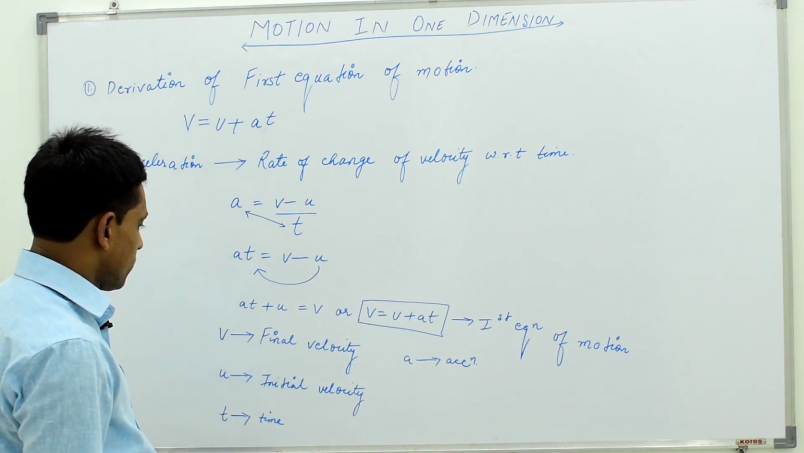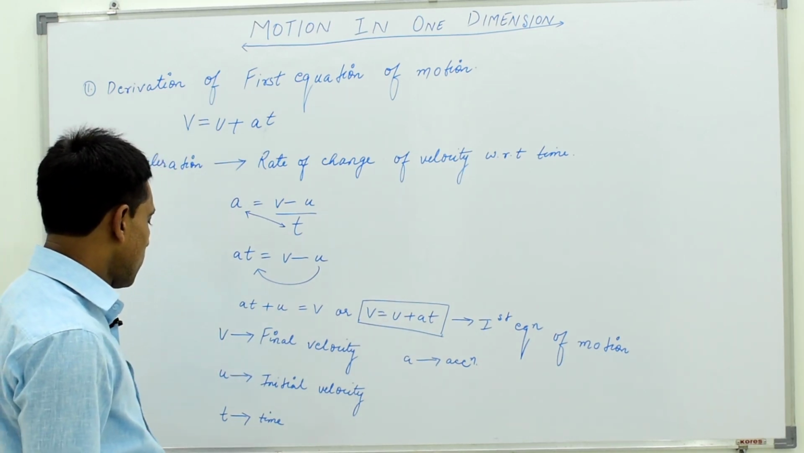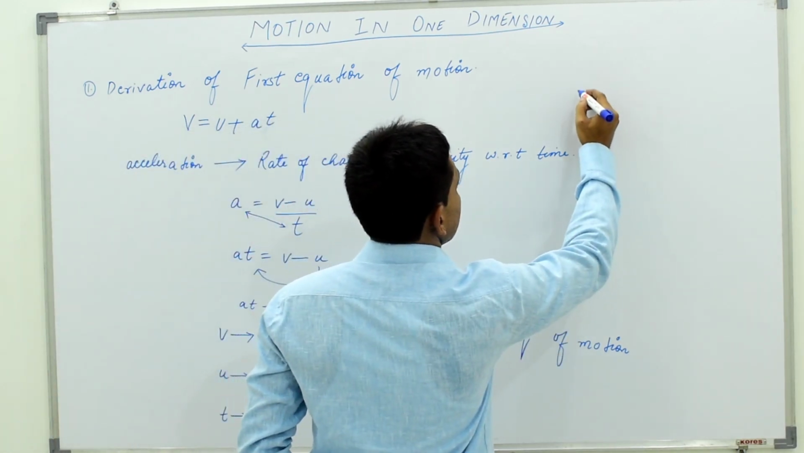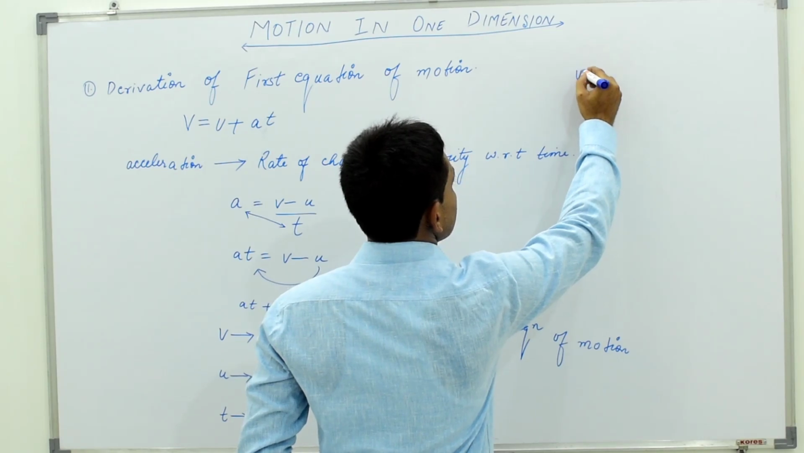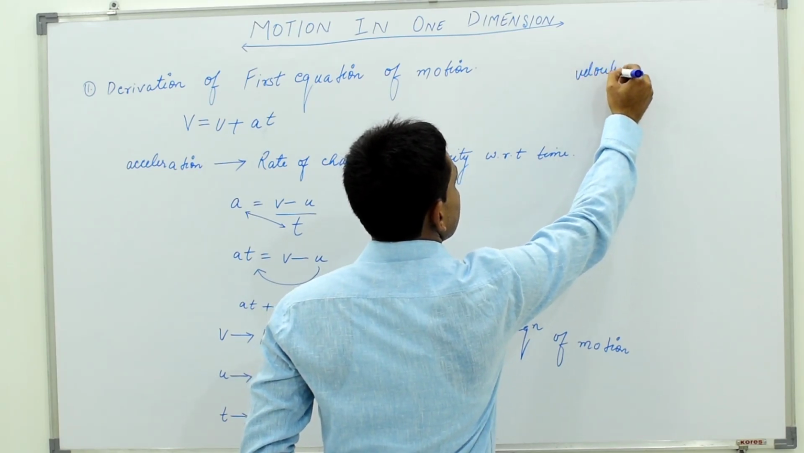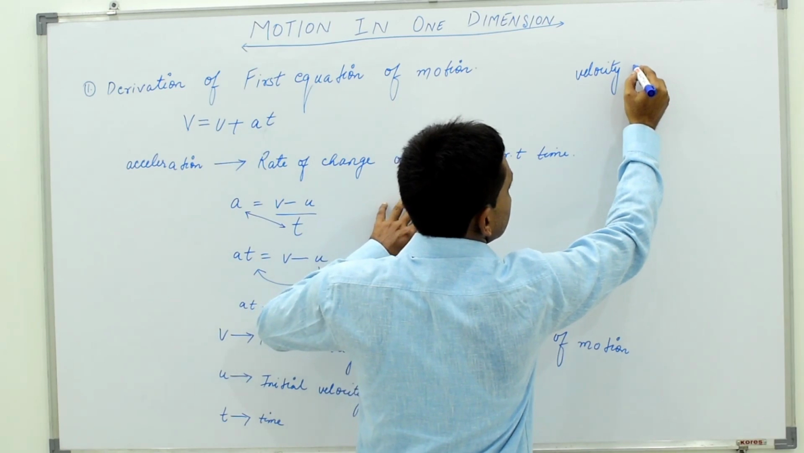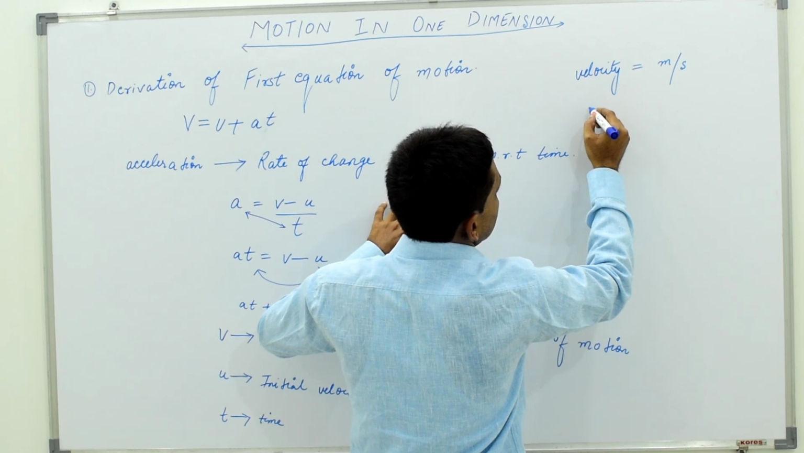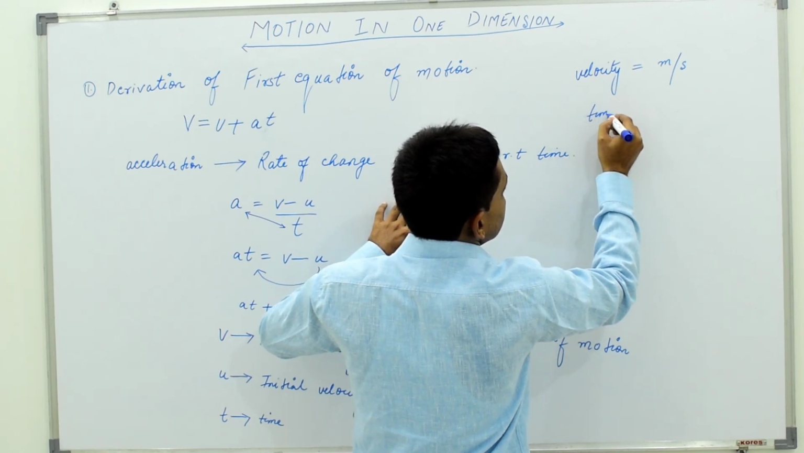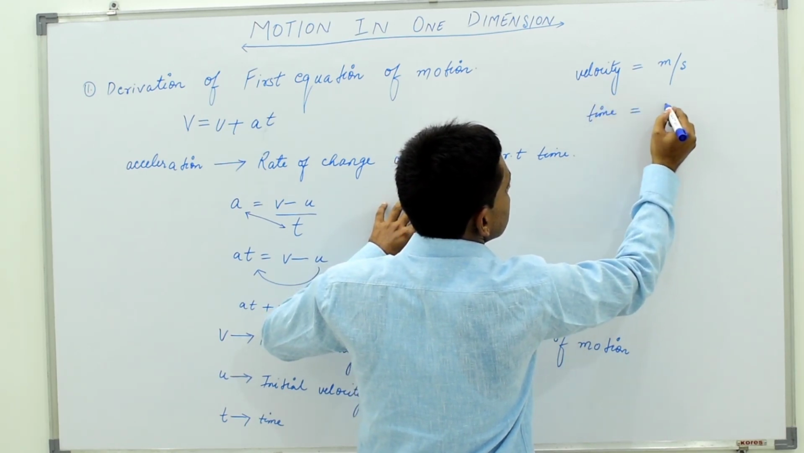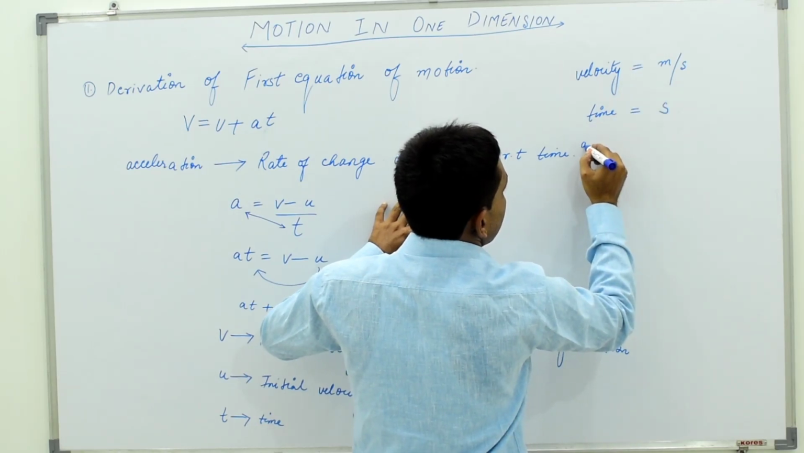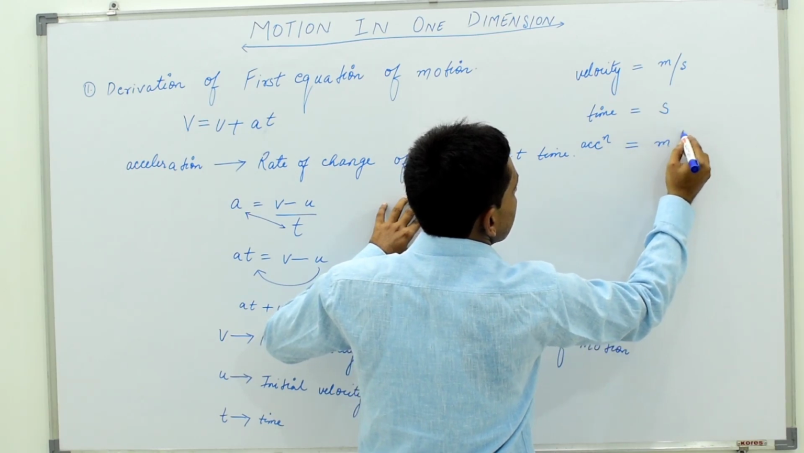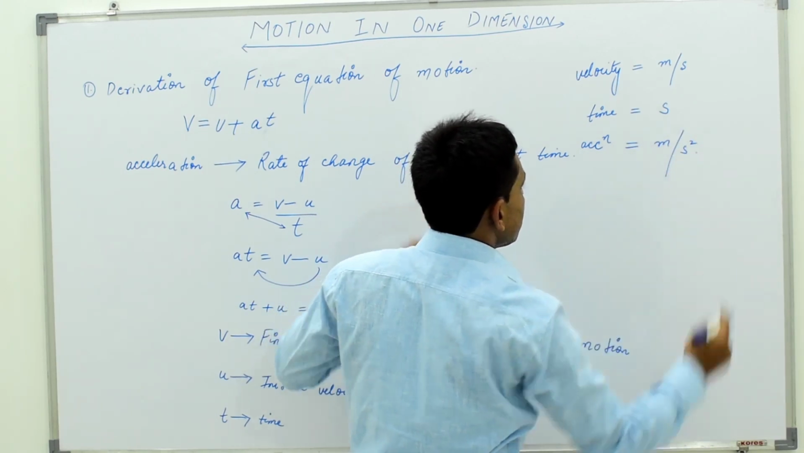Now also we want to know that what is the unit of velocity. Unit of velocity is meter per second. Time, unit of time is seconds, and unit of acceleration is meter per second square.